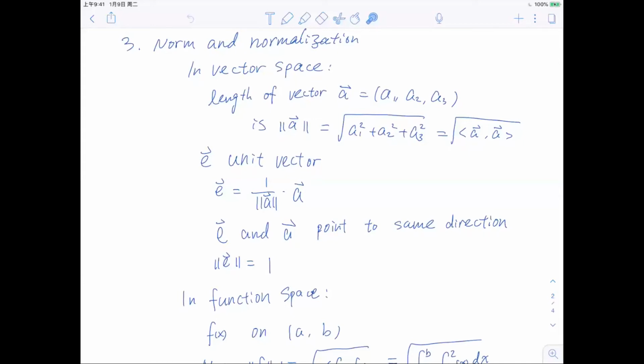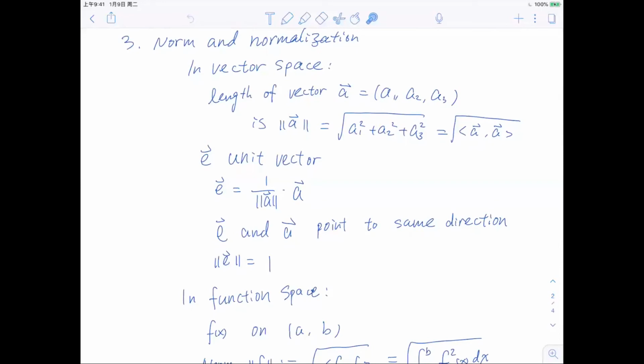Beyond this, we can also define the unit vector, which is the vector of length 1. For any vector A, we can define a vector E that is 1 over the norm of A times A. The property of E is that E and A point to the same direction, and E has the norm 1.